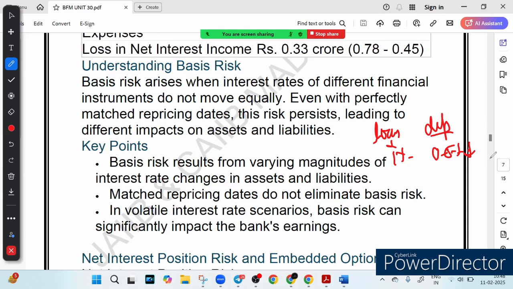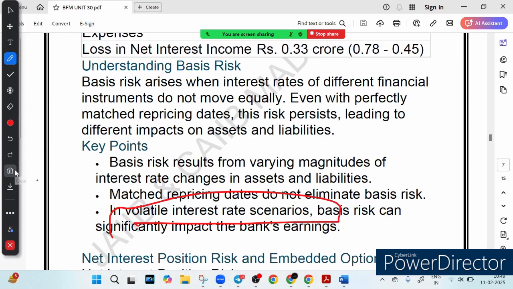Now the question is, why should a bank care about basis risk? Because in a volatile interest rate environment, a bank can see unpredictable profit and loss. Basis risk can eat into earnings even when the bank thinks it has hedged the risk.